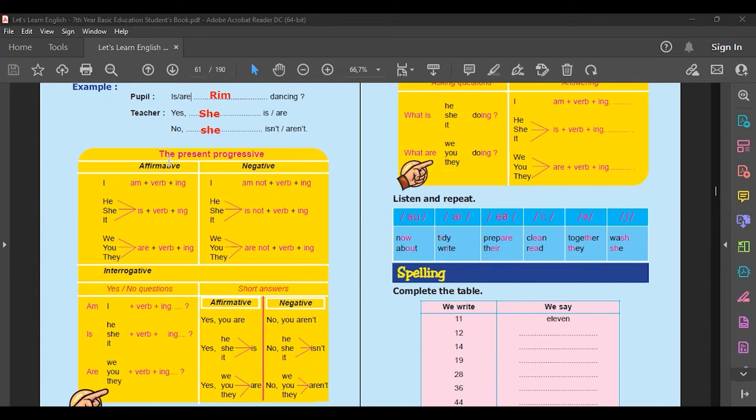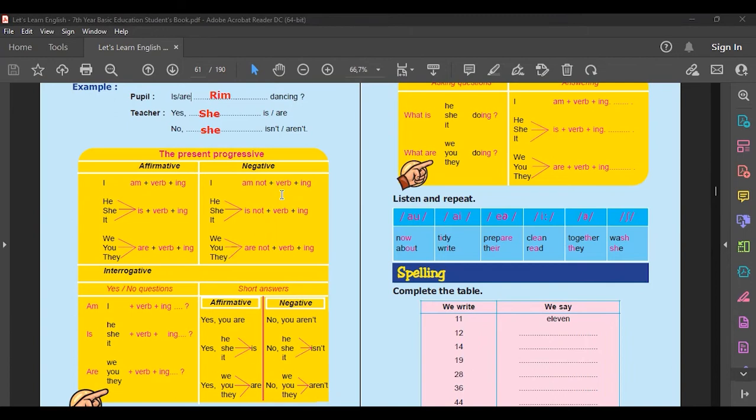Now we have the present progressive. We have the affirmative and the negative. The affirmative is what we saw, the simple sentence. The negative, okay, there we have not. We add not, and not always gives me the negation. So here we have I am plus verb plus ing. I am not. So we say I am not going to the cinema today. I am not listening to music. I am not dancing.